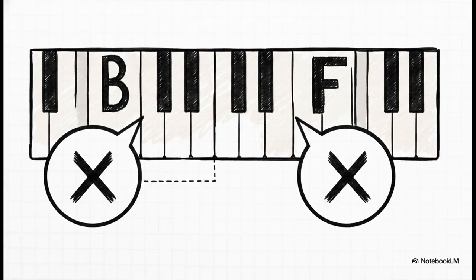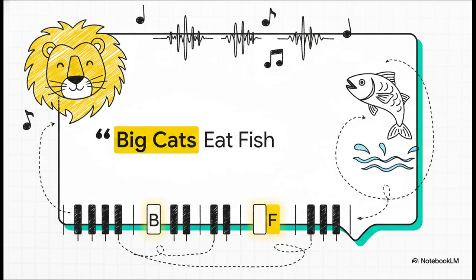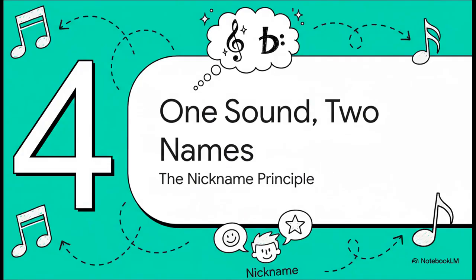Here it is, nice and simple. Between B and C, and between E and F, there's just no black key. That's it. They're right next to each other. So if you're on a B and go up 1 step, you're immediately on a C. Same with E to F. That's the only exception to that whole white key, black key, white key pattern. So how on earth are you supposed to remember that? Easy. Just use this silly little phrase. Big cats eat fish. See? B, C, E, F. Big cats eat fish. Burn that one into your brain. It's super useful.